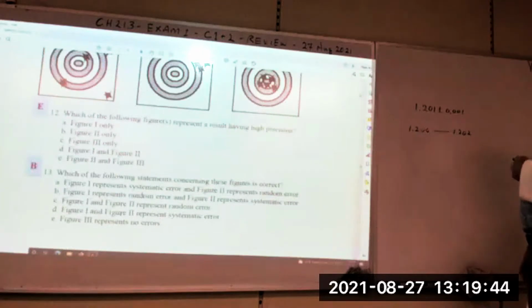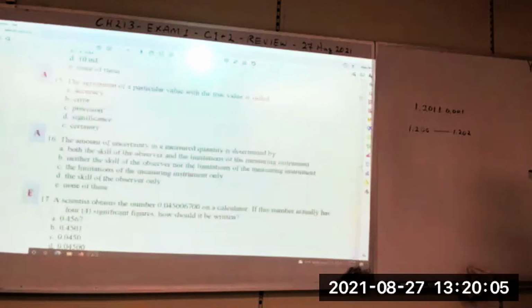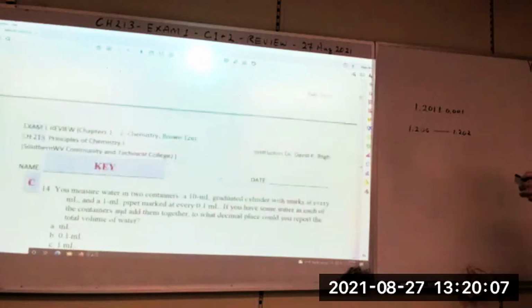All right, we've done the dartboard. Actually, that's not a dartboard. That looks like a gun target, probably. Or it could be shooting marbles with your slingshot. Okay, let's see. I missed one.